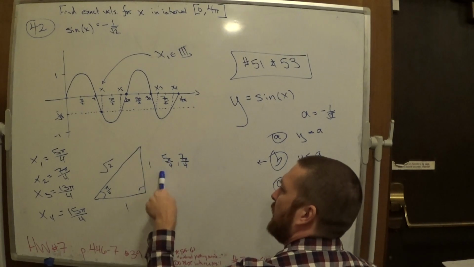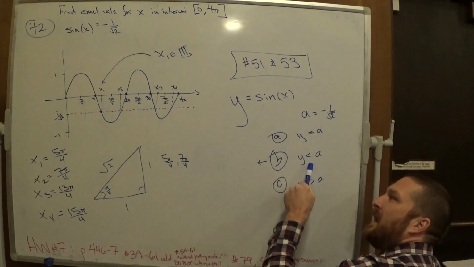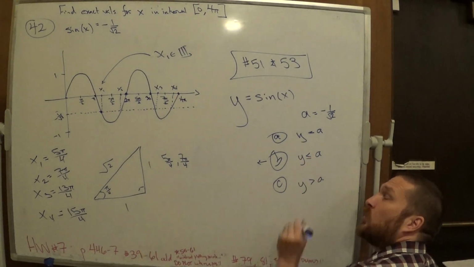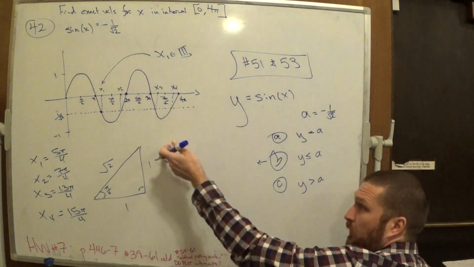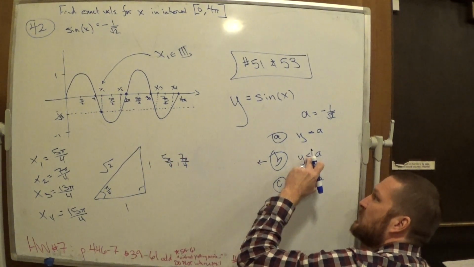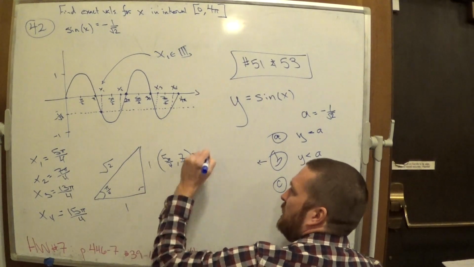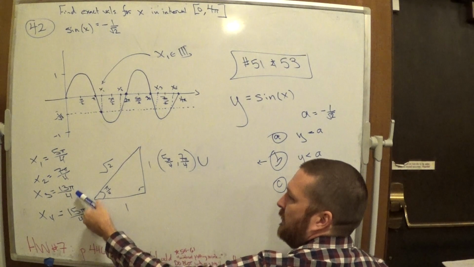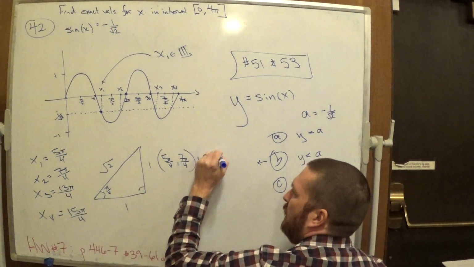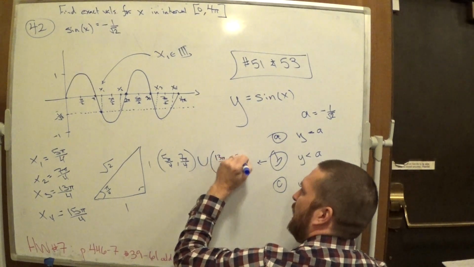Should I use hard brackets or soft brackets? Soft, because if it were less than or equal to, then where it's equal you would include it, and so you would include the endpoints. This one in particular is not. Now we're going to union that with the next interval, which is from 13 pi over 4 up to 15 pi over 4.